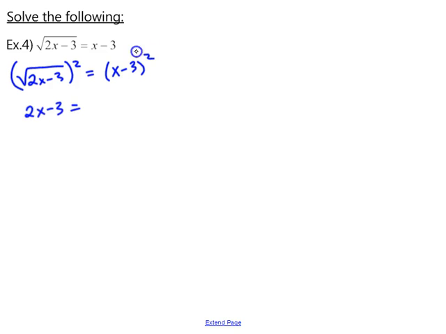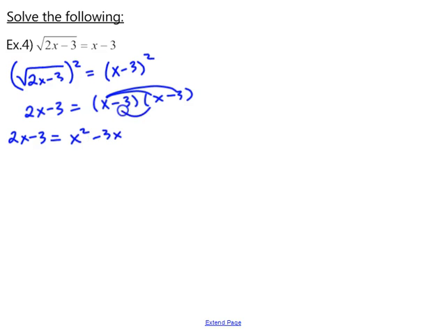minus 3. But on the right side, we have a binomial squared. So this is x minus 3 times x minus 3. We're going to have to FOIL this right side. So we have 2x minus 3 equal to, first we have our x squared, and then we have minus 3x. And here we have minus 3x. Negative 3 times negative 3 is positive 9. So if we simplify the right side, we get x squared. These combine to make negative 6x plus 9.